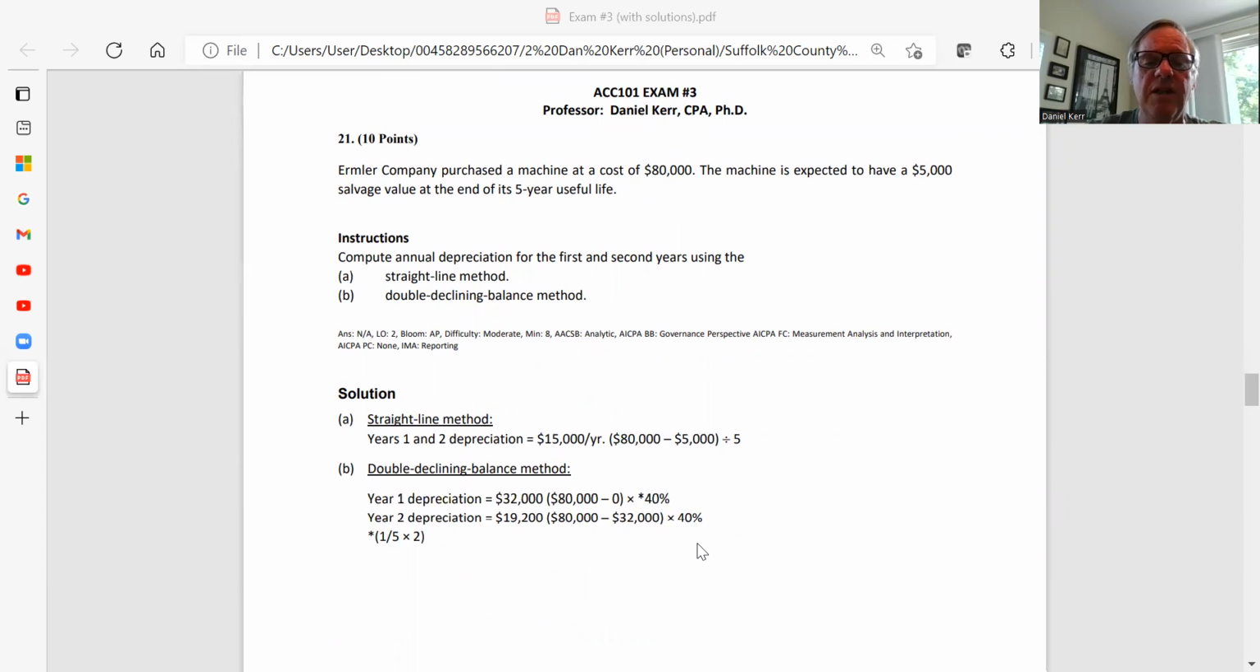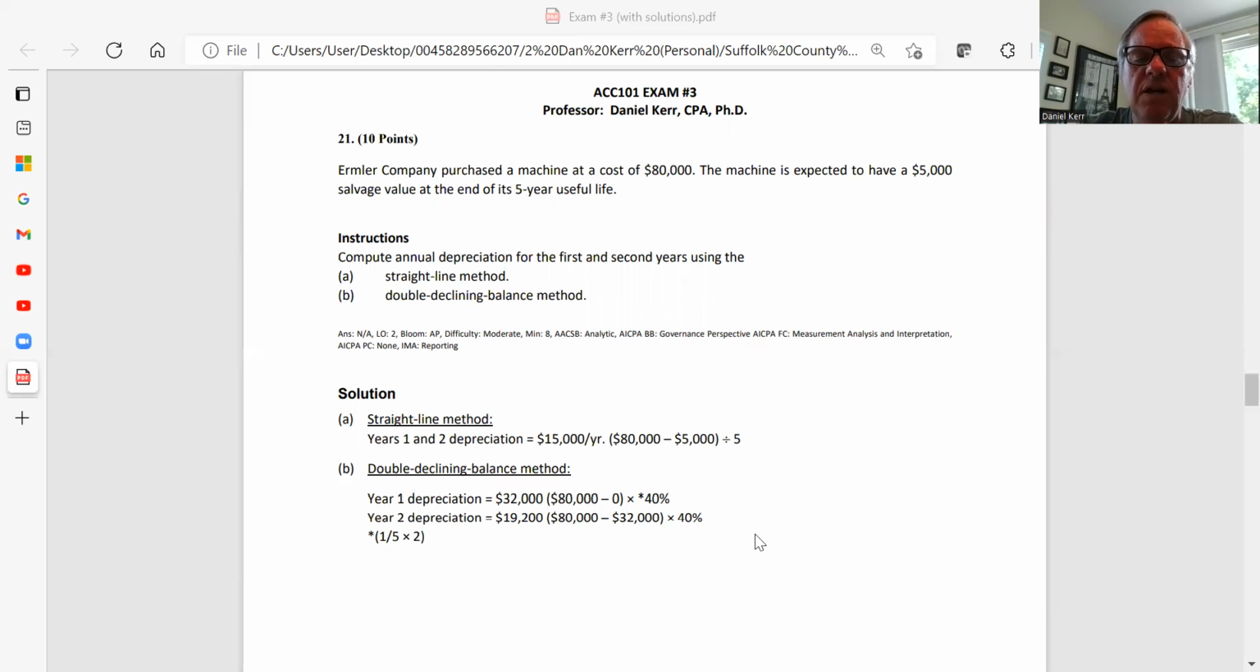Next is what's called double declining balance. So we use twice the straight line rate. If it's a useful life of 5 years, 100% divided by 5 is 20%. So for double declining balance, we use 40%. And it's called declining balance because we take the full cost of the asset minus any depreciation taken in previous years. So we don't consider the salvage value in the initial computation.